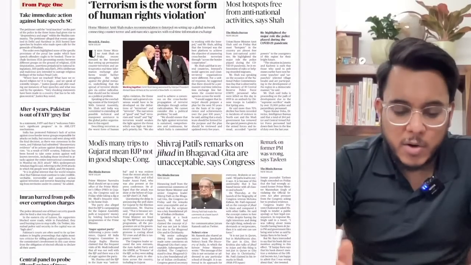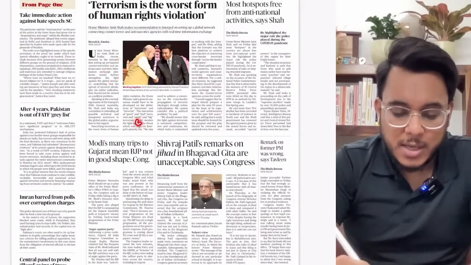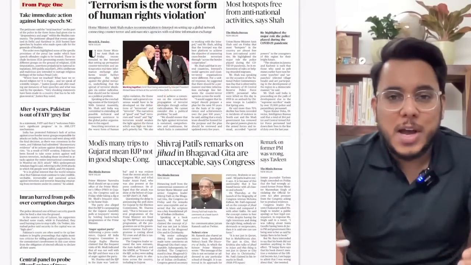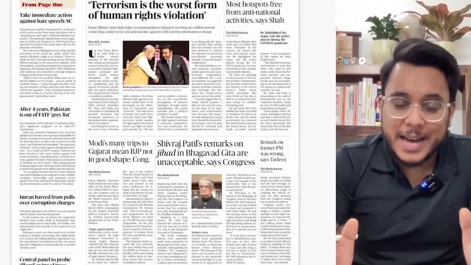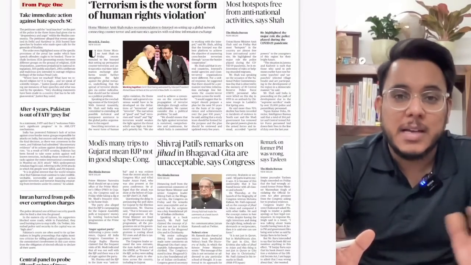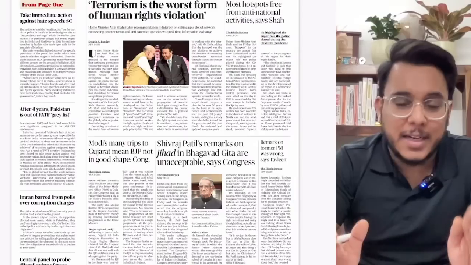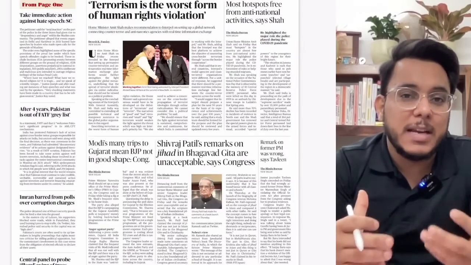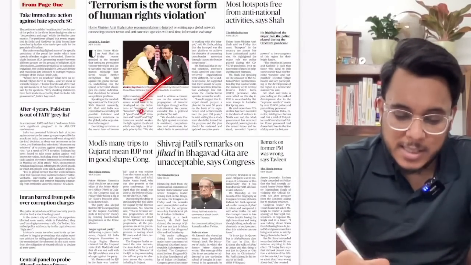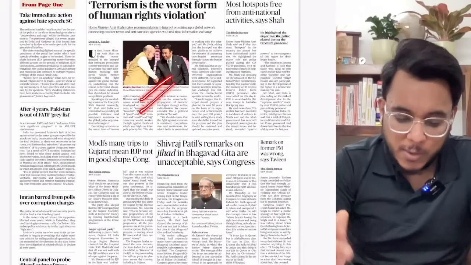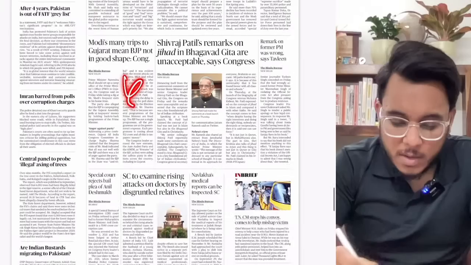Then moving on, "Terrorism is the worst form of human rights violation." So we'll see this particular article. With respect to Interpol, there are certain suggestions that have been given by India's Minister of Home Affairs on how Interpol can effectively tackle the problem of terrorism. We'll see this particular thing. Then after that, a political article, not important for the examination.